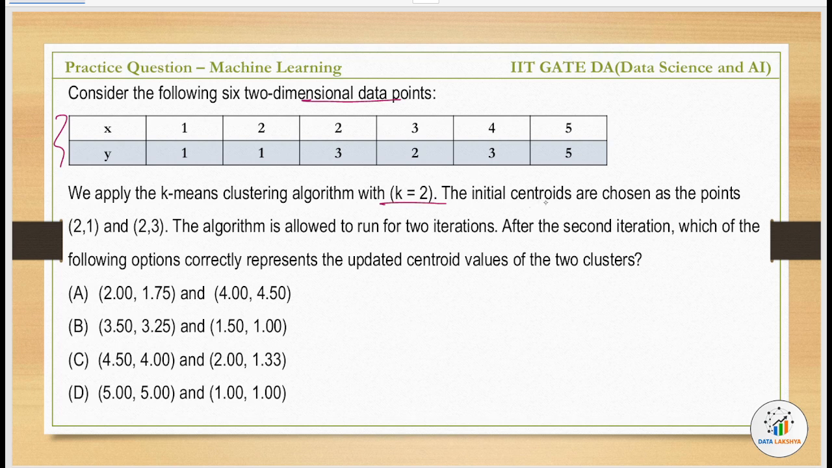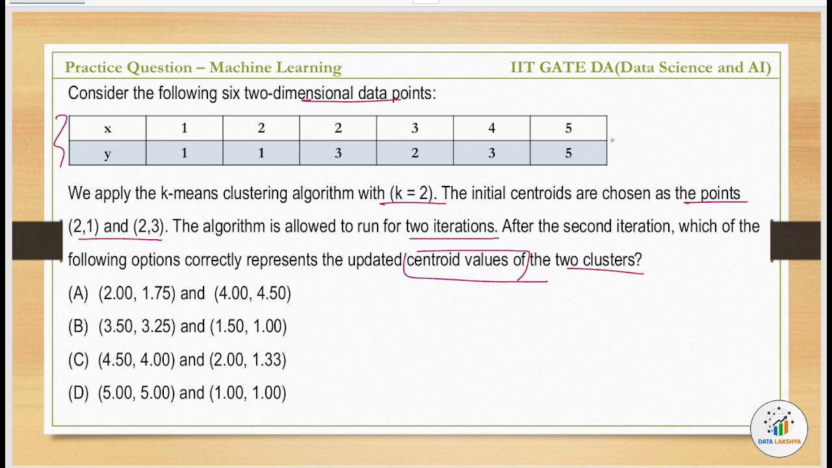The initial centroids are chosen as the points (2, 1) and (2, 3). The algorithm is allowed to run for only two iterations. After the second iteration, which of the following options correctly represents the updated centroid values of the two clusters?